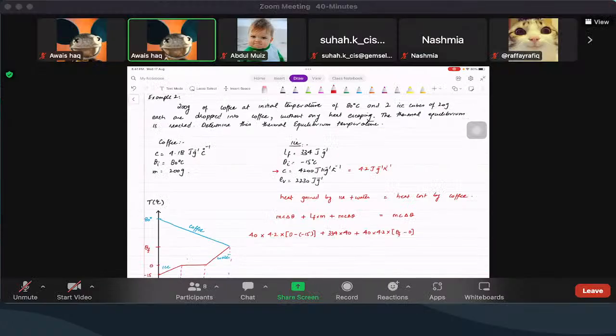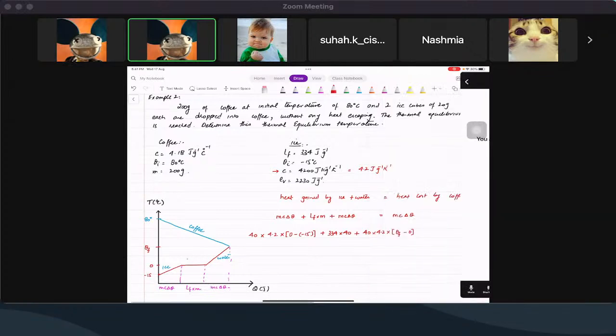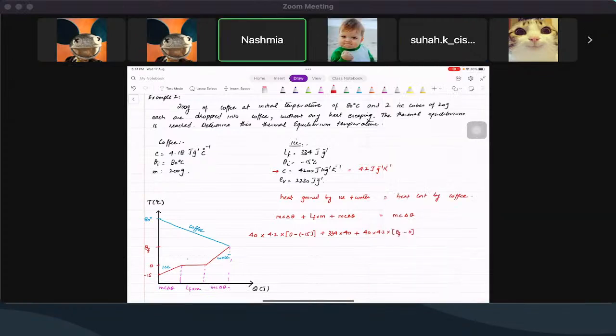So you guys can see and you can hear me. Yes, sir. So 40, Suman, is the mass of the ice cubes. One is 20, so two ice cubes means 40, right? Okay, sir. Got it.